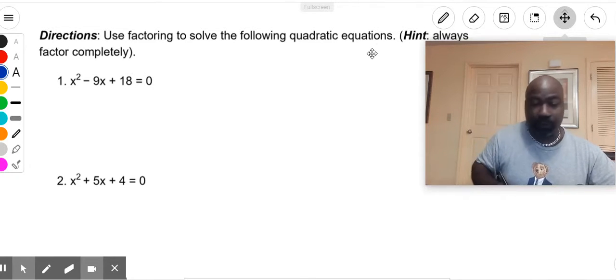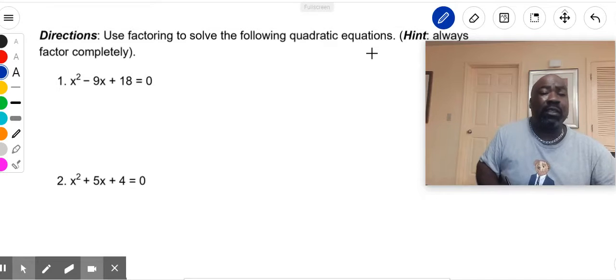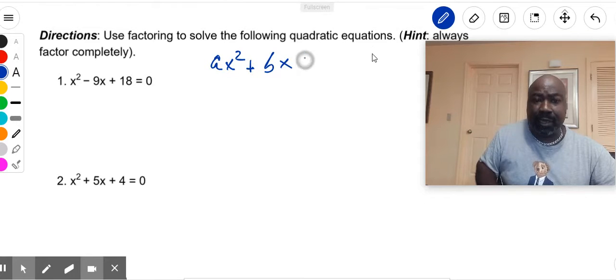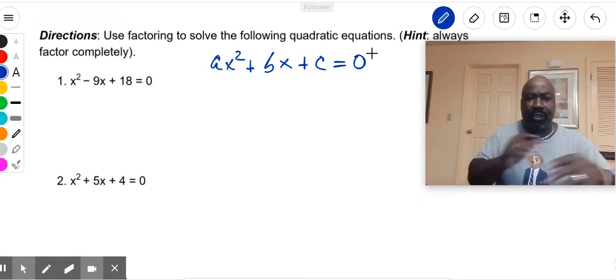Now, when I take a look at this equation right here, one of the things I think about with quadratics is, are they in standard form? What is standard form? Standard form, just really quick, is ax squared plus bx plus c equals 0. This is your standard form. Take a look at the first two. They're in standard form. Excellent.